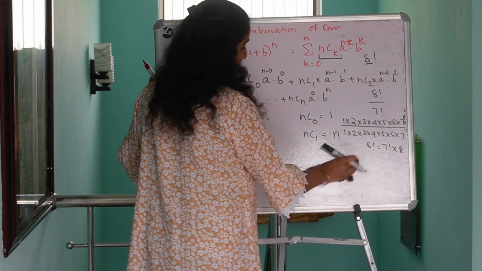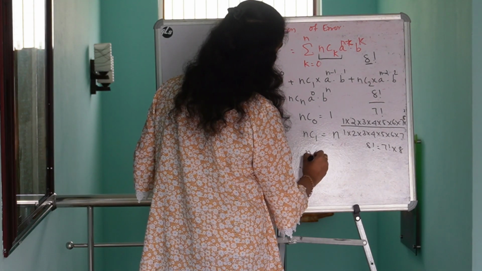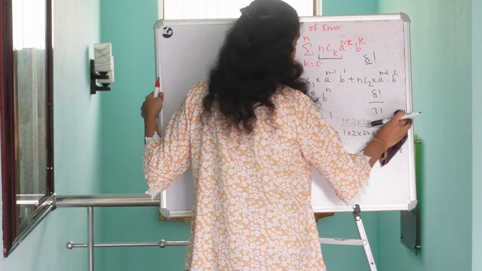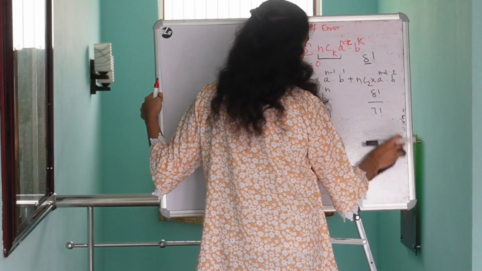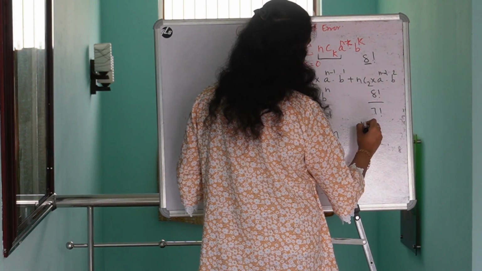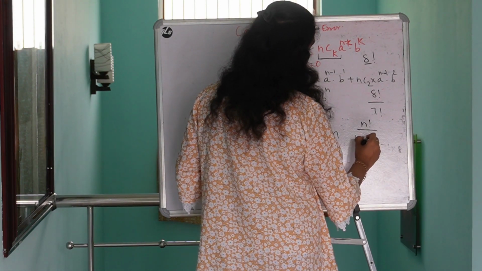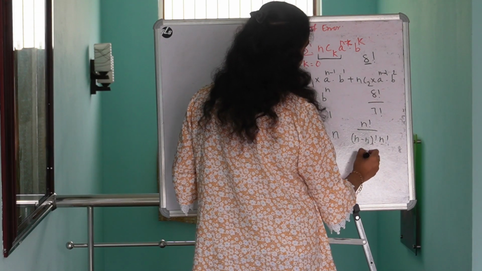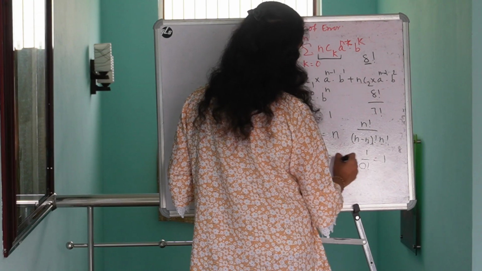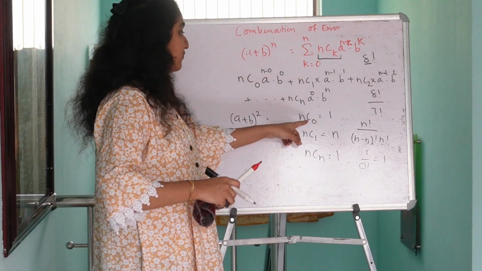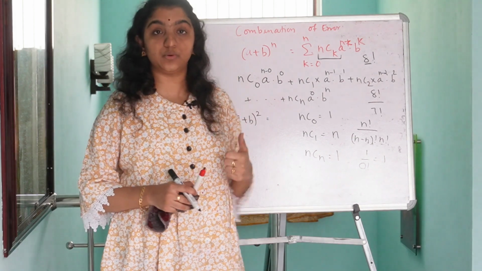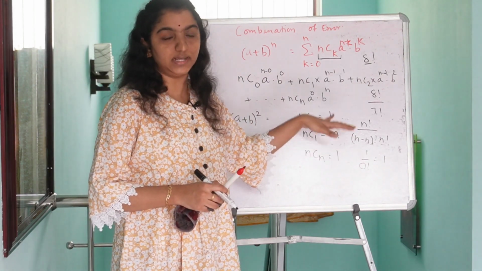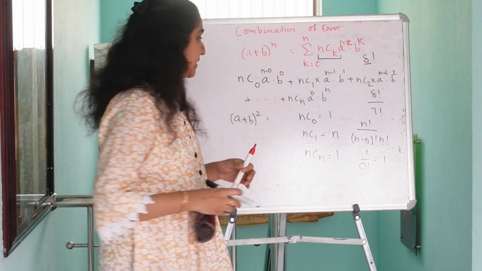Now the next one is ncn. How do we find ncn? Yes, ncn is equal to n factorial divided by n minus n the whole factorial into n factorial. So 1 divided by 0 factorial, that is equal to 1. So what is the value of nc0? nc0 is equal to 1, ncn is equal to 1. And what is the value of nc1? nc1 is equal to n. Is it clear, guys? Yes.